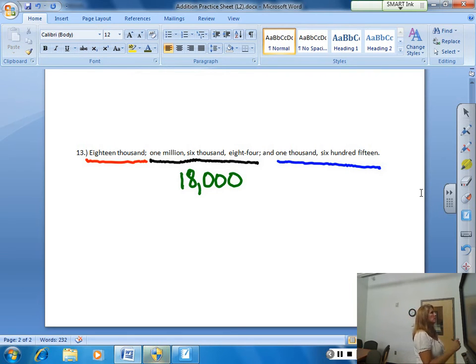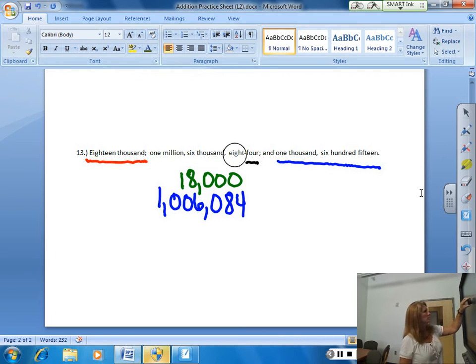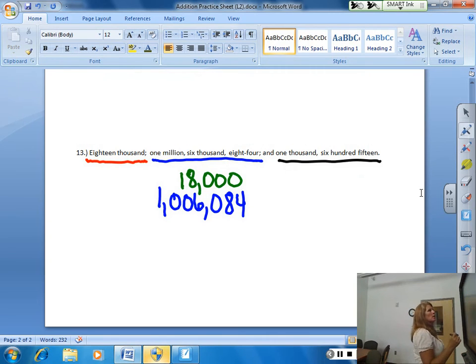1,006,084. Well, 1 million, only 6 in the thousands, and then 84 in the ones. That's 1,006,084. Oh, I should have flip-flopped those. This is the blue one. Whoops, I put it in the blue, so right. And this is the black one. Okay, 1,615.